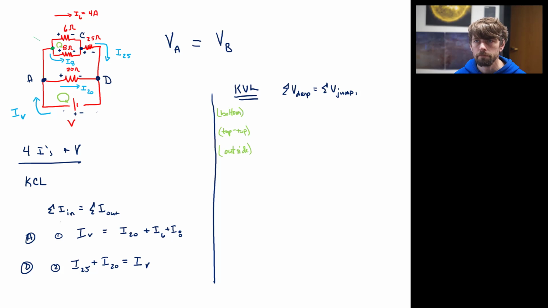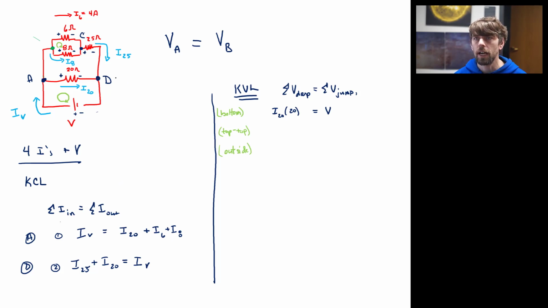So for the bottom loop, I'll start here at location A. The 20 ohm resistor represents a drop. In the past I've been writing VR20, just to remind ourselves this is a potential drop. But it is common to just immediately substitute in Ohm's law. In other words, I20 times the resistor value of 20 ohms. I'll keep walking. I get down and I have a battery, the battery representing a jump. So I'll just put V, I guess I have it labeled as V. And that is the bottom loop. Done.